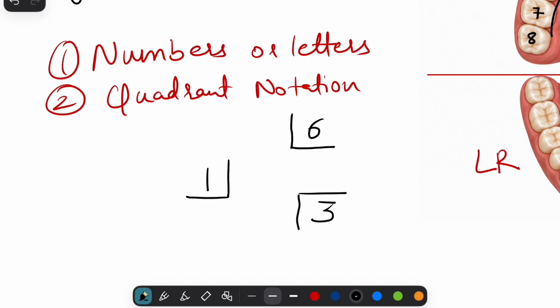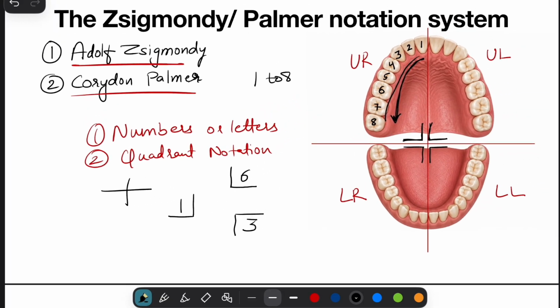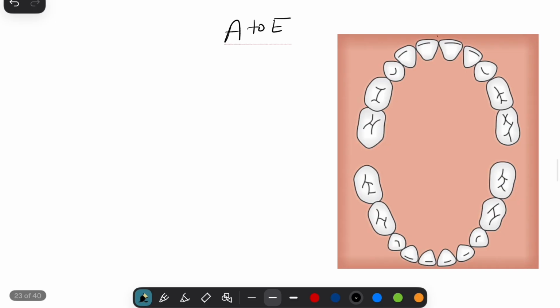Okay, so here's the trick. Imagine the mouth divided into 4 boxes and each box contains numbers 1 to 8. The only thing that's changing here is the quadrant. Now let's move on to the primary dentition. Primary teeth are represented using A to E, and again the labeling starts from the midline.